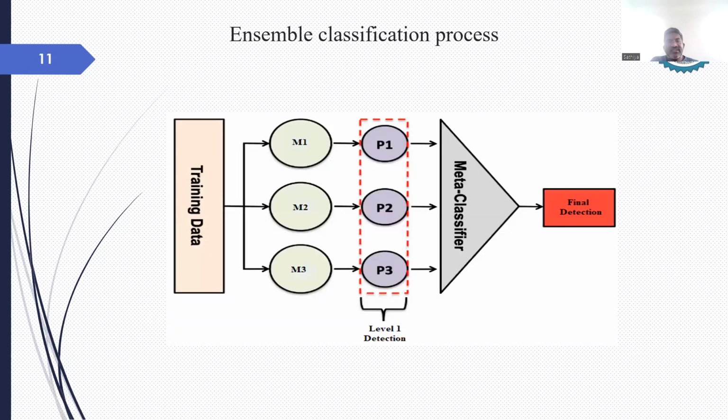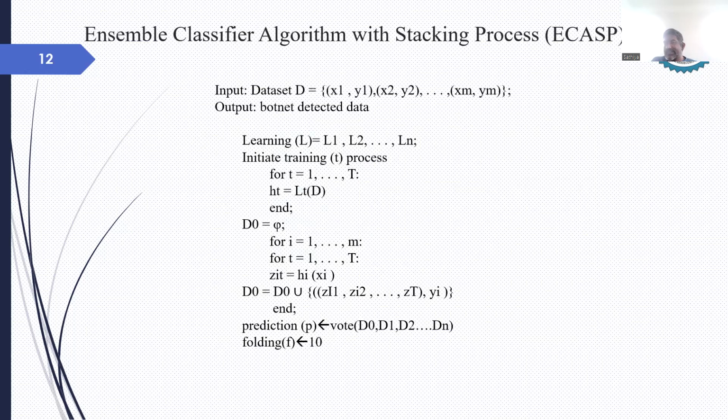And this is the ensemble classification process, where we are talking about the training data and the final detection as an output, how we are deriving from the level one detections, how many levels we have, and how the meta classifier draws into the final detection, which we have explained in this slide.